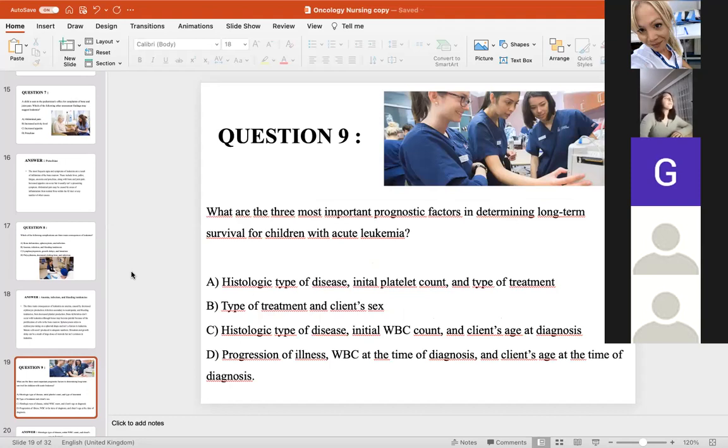And question 9. What are the three most important prognostic factors in determining long-term survival for children with acute leukemia? A. Histologic type of disease, initial platelet count, and type of treatment. B. Type of treatment and client sex. C. Histologic type of disease, initial WBC count, and client's age at diagnosis. D. Progression of illness, WBC at the time of diagnosis, and client's age at the time of diagnosis.